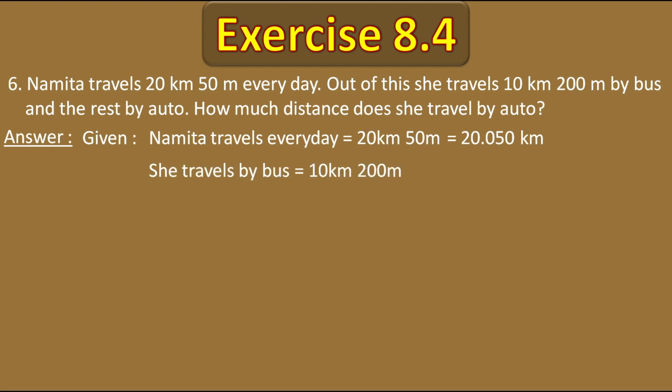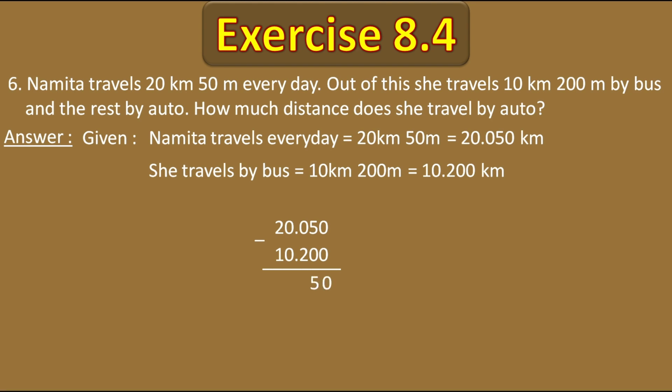Okay. So first when we convert 20 kilometer 50 meter into decimal point, it became 20.050 kilometer, and when we convert this 10 kilometer 200 meter, it became 10.200 kilometer. Now to understand how much distance she traveled by auto, we have to subtract this 10.200 from 20.050. Okay. So 20.050 minus 10.200. So 0 minus 0 is 0. 5 minus 0 is 5.